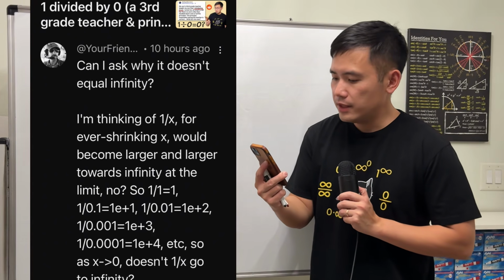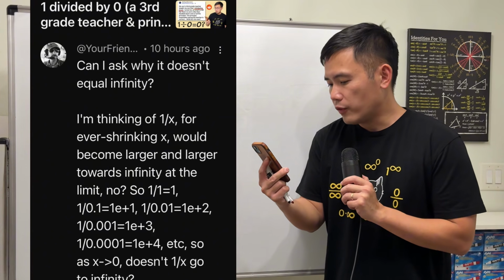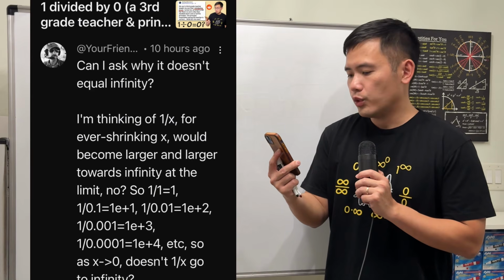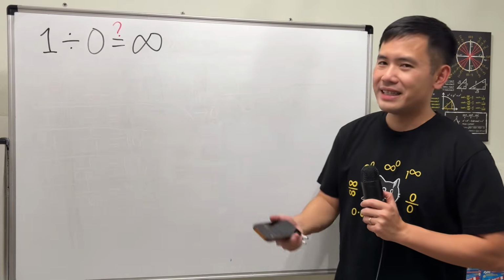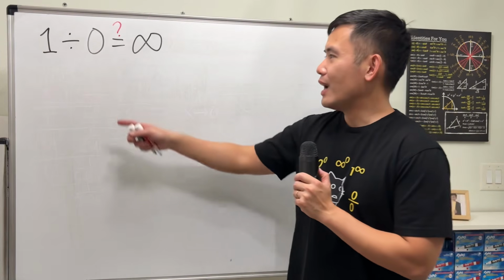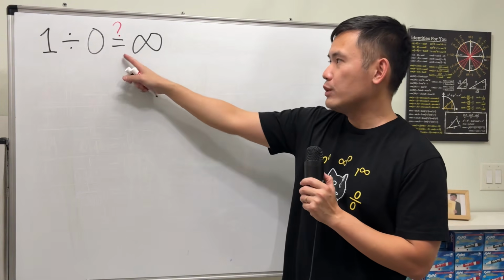Can I ask why it doesn't equal infinity? I'm thinking of 1 over x. For every string, x would become larger and larger towards infinity at a limit, no? Okay, let's have a look. The question is, how come 1 divided by 0 does not equal infinity?